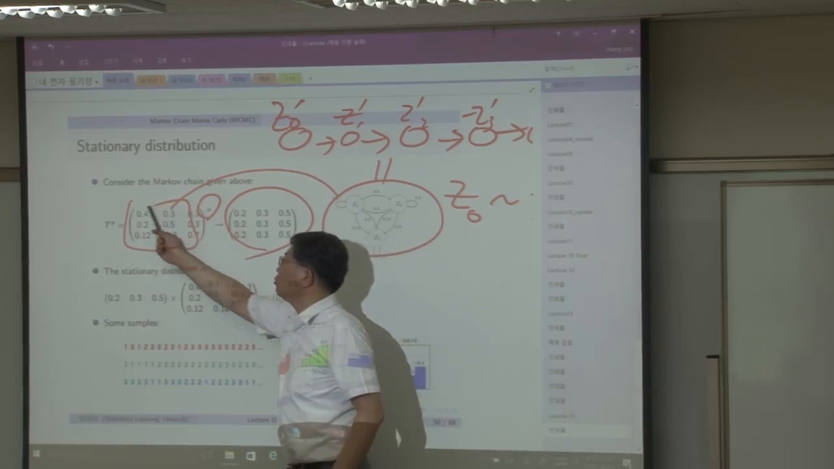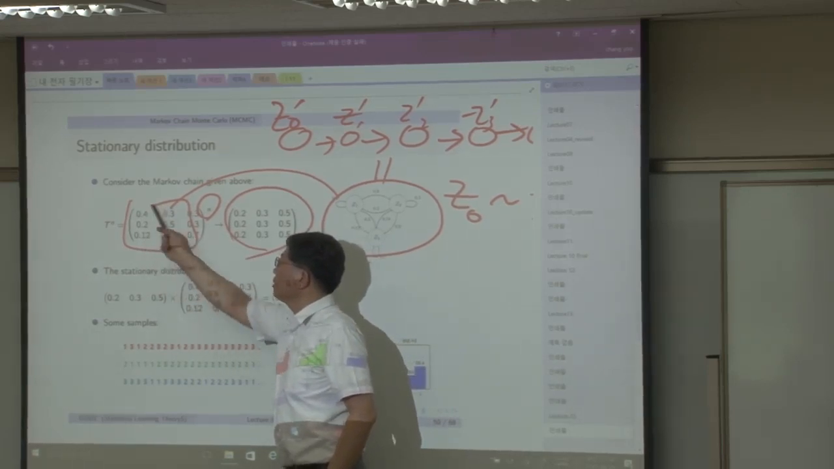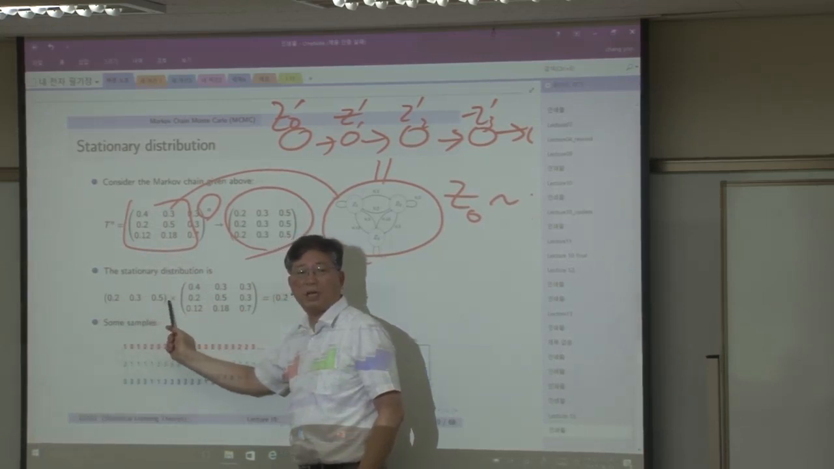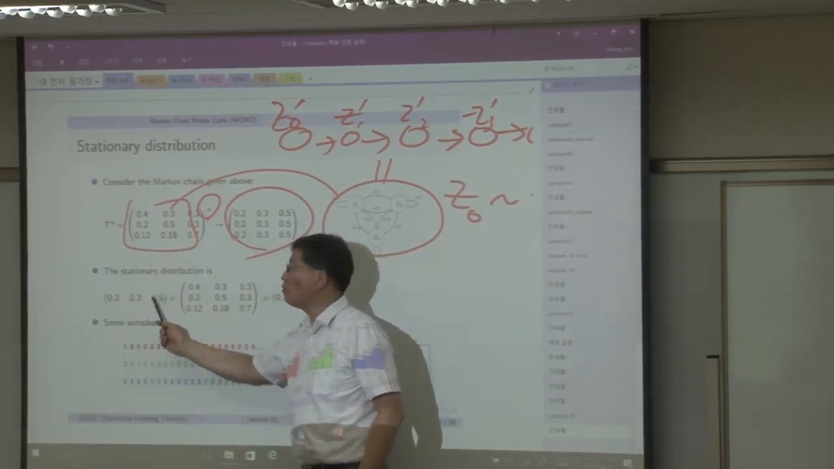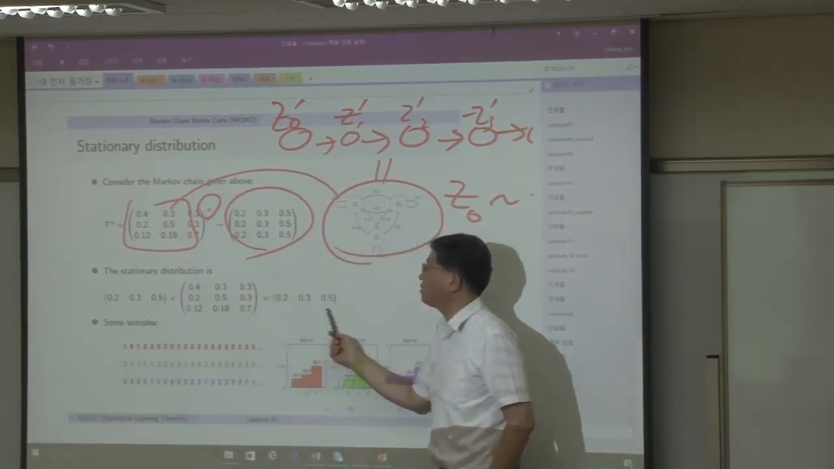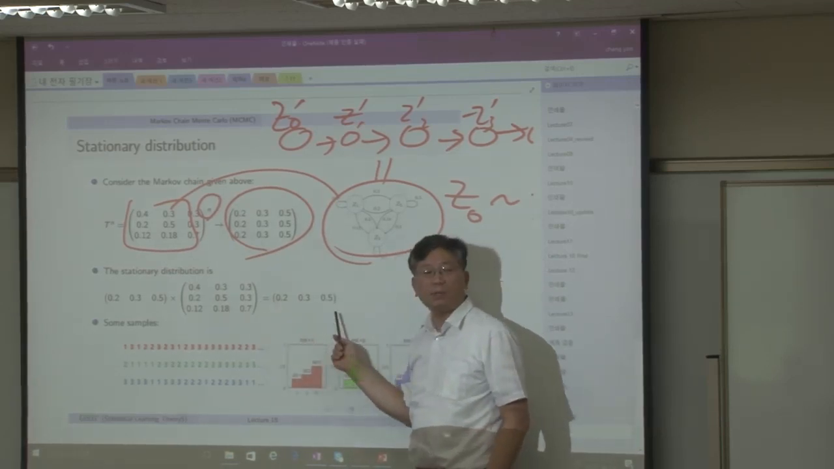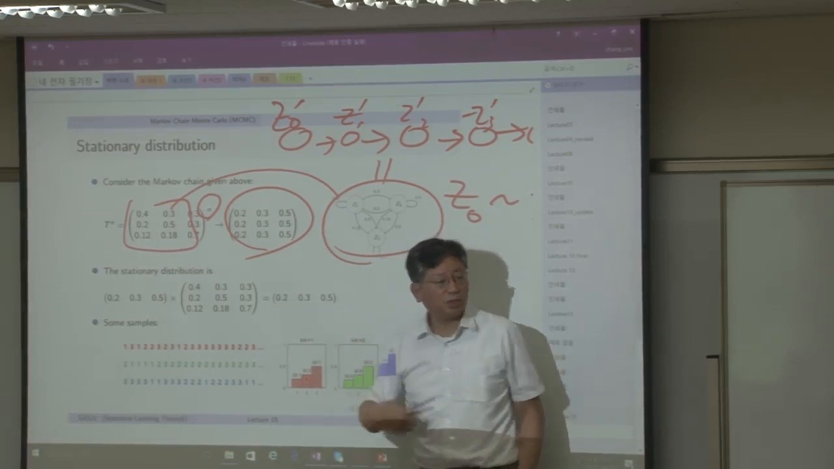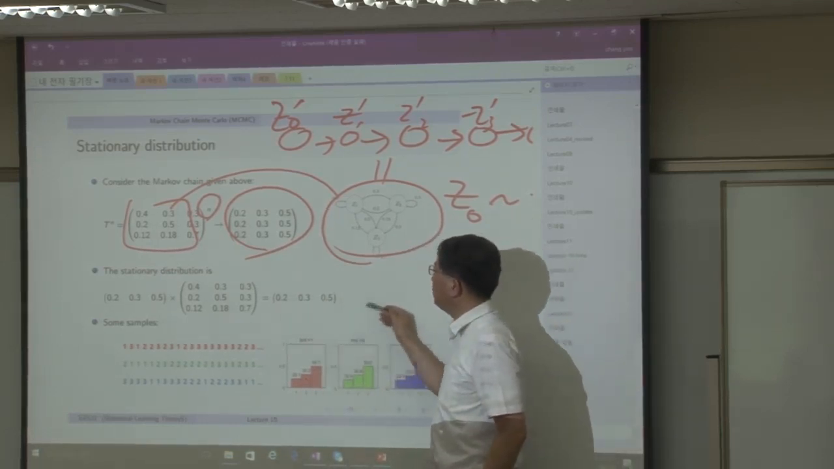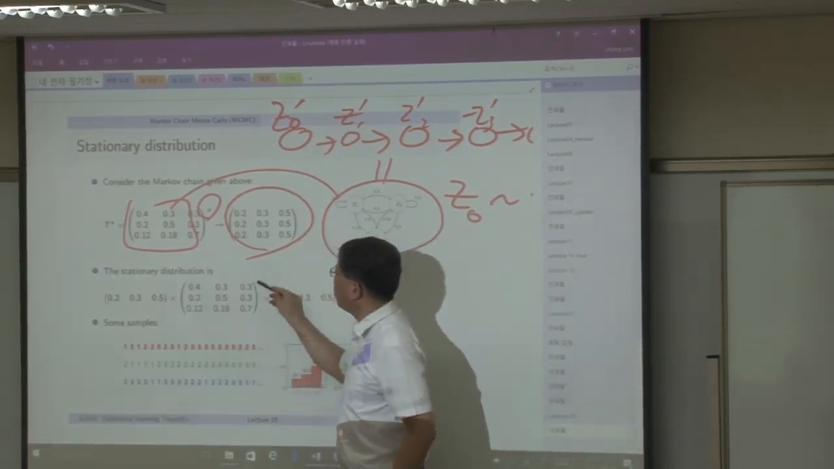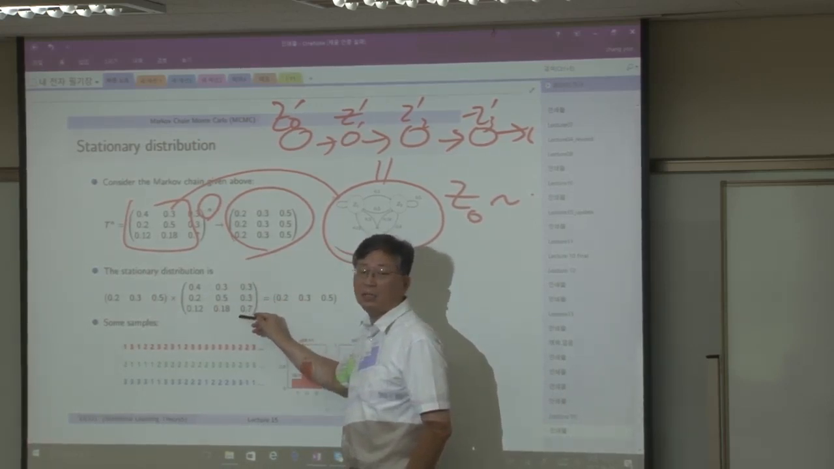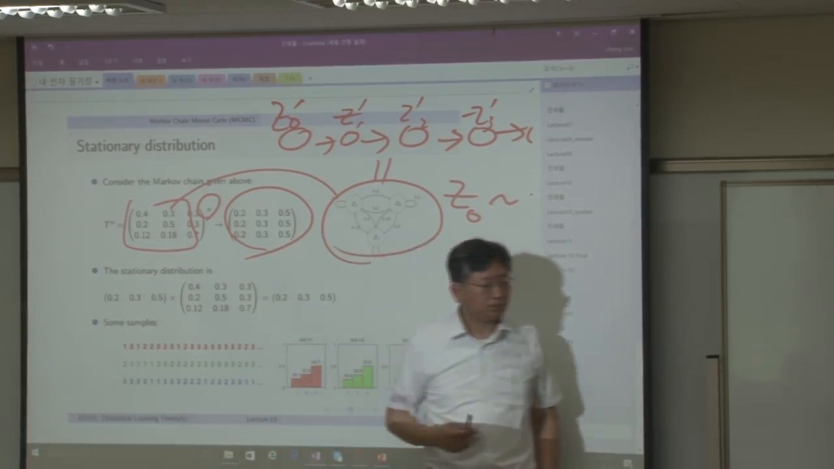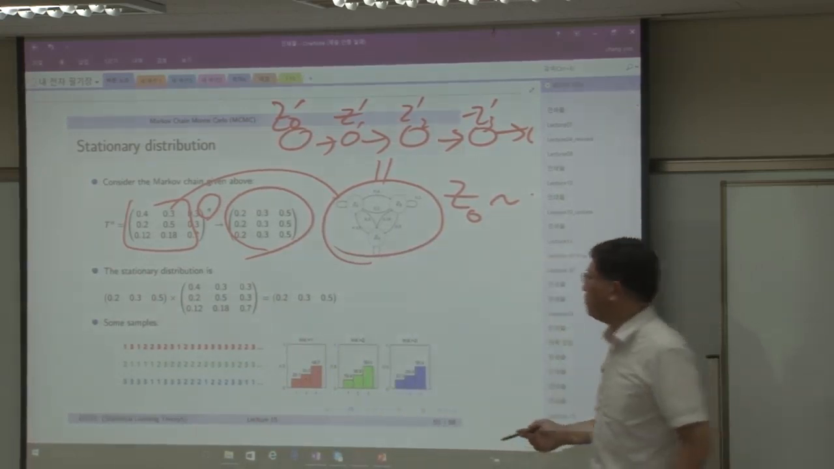You can also look at it this way. This transition probability matrix has a left eigenvector. If you multiply by that left eigenvector, you get the same eigenvector. So if I transition from here and go through this n times, I'm still going to get this. And here are some examples.